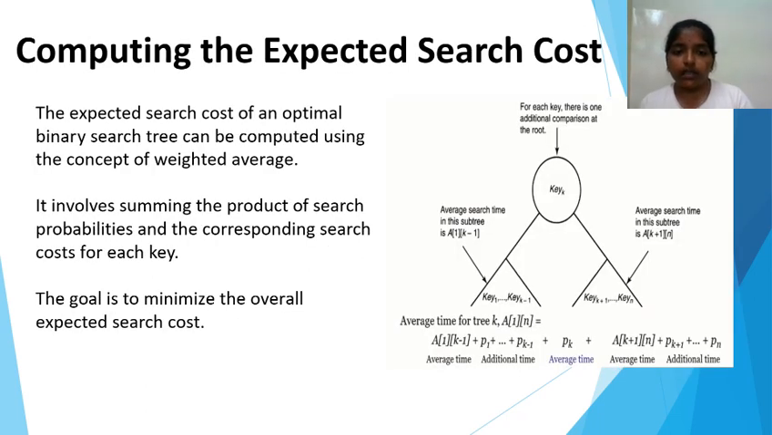Computing the expected search cost. The expected search cost of an optimal binary search tree can be computed using the concept of weighted average. It involves summing the product of search probabilities and the corresponding search cost for each key. The goal is to minimize the overall expected search cost.